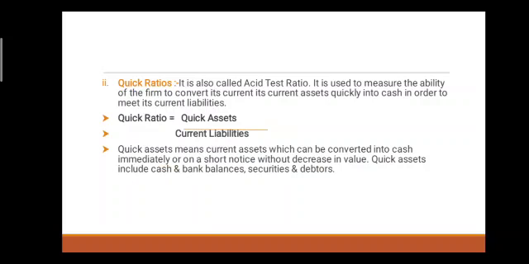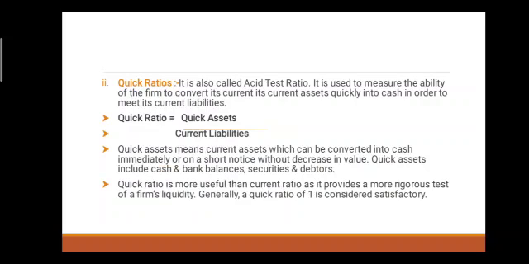Quick assets means the current assets which can be converted into cash immediately or on a short notice without decrease in value. Quick assets include cash and bank balance, securities, and debtors. Quick ratio is more useful than current ratio as it provides a more rigorous test of the firm's liquidity. Generally, a quick ratio of 1 is considered satisfactory.